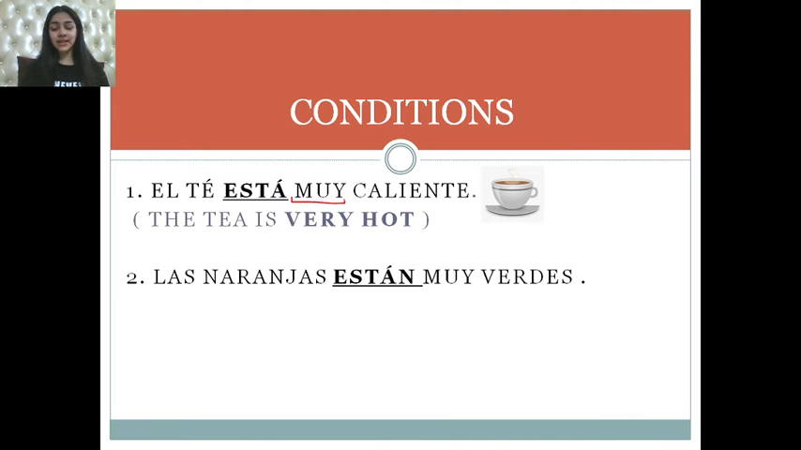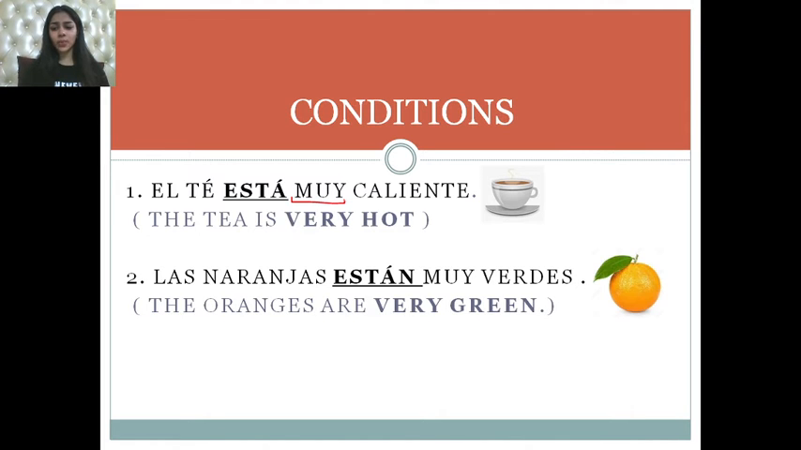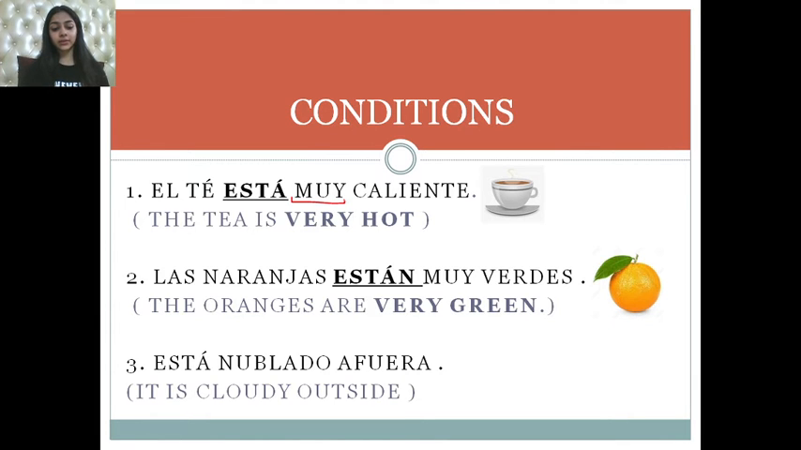Las naranjas están muy verdes. The oranges are very green. Now, oranges are not green. Oranges are orange. Again, a condition different from usual. Está nublado afuera. Outside it's cloudy. Again, it is not always cloudy outside. It is a condition. Every day we have different weather outside, right? So we'll take it as a condition again. So that is the reason why instead of all the "is" or "are"s, we have used verb estar, because we were talking about a condition.